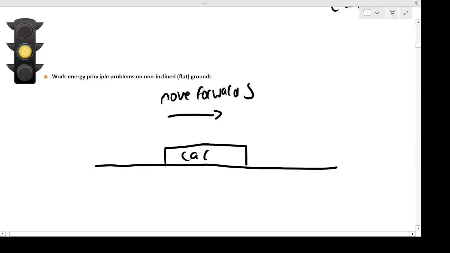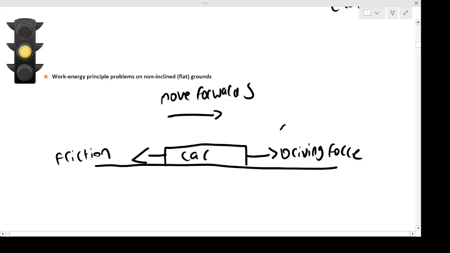Now, in this case, there's going to be a driving force that moves the car forwards, right? As we've seen before. And then there's going to be friction on the road. That's going to try to oppose it, right? So that's how friction works. If you move forwards, friction will act backwards to oppose it, right? And so we can actually label these as a forward force.